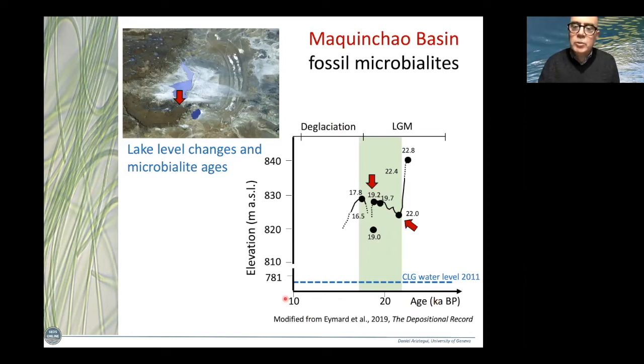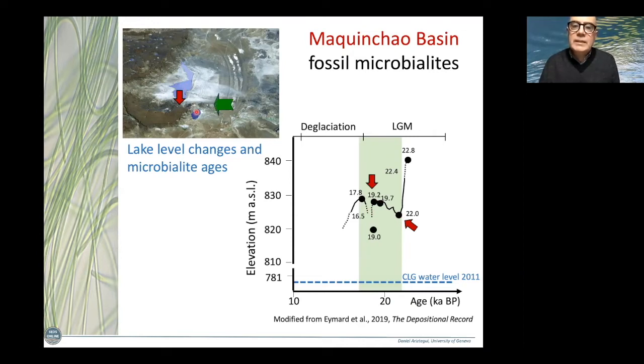So what we are showing here is the last deglaciation. And notice that the elevation is not on scale. This is, for reference, the level of the Karilavken Grande, this lake, in 2011. So you see that we only have microbialites when the lake was a lot higher than today, and therefore with a completely different chemistry than the one that we have in these two systems today.